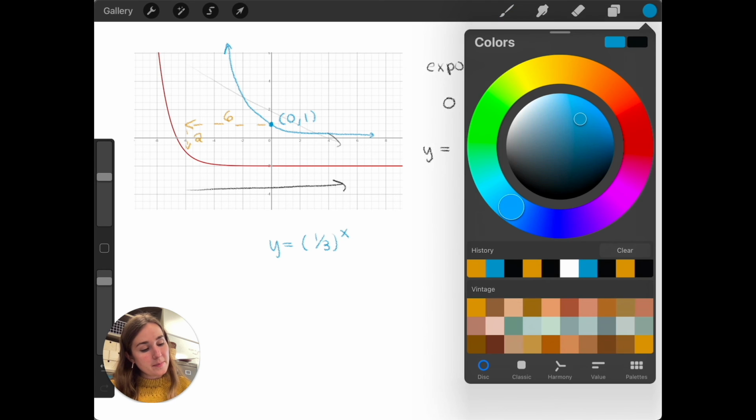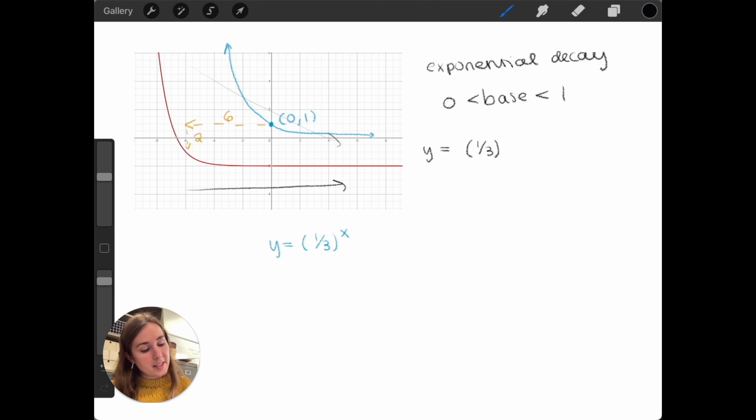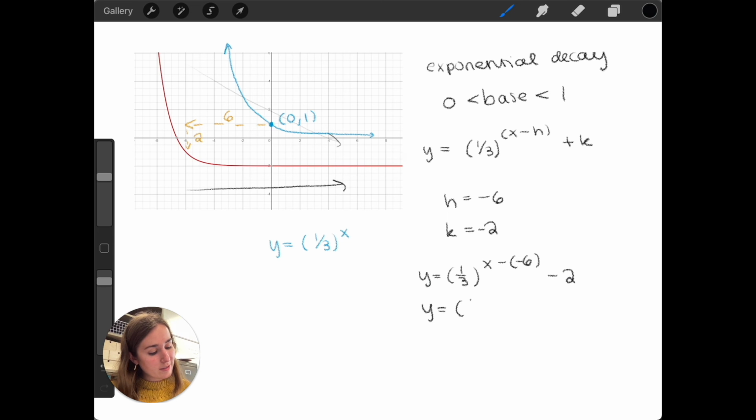So that means, I'll use this black color again. Looking at our function here, again, we've got y equals b to the x minus h, plus k. Our h, since we were shifted to the left 6, is going to be equal to -6. And our k, since we were shifted down 2, is equal to -2, sorry. So plugging those in, we have y equals 1/3 to the x minus -6, minus 2, and minus a negative is plus. And that is our function.